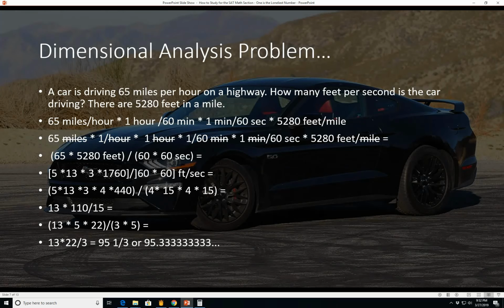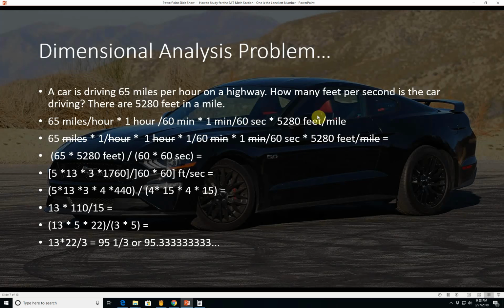So here we have a dimensional analysis problem. A car is driving 65 miles per hour on a highway. How many feet per second is the car driving? There are 5,280 feet in a mile. 65 miles per hour times 1 hour over 60 minutes. See, 1 hour is 60 minutes, so that's equal to 1, times 1 minute over 60 seconds. Same thing, 1 minute is 60 seconds, times 5,280 feet per mile.